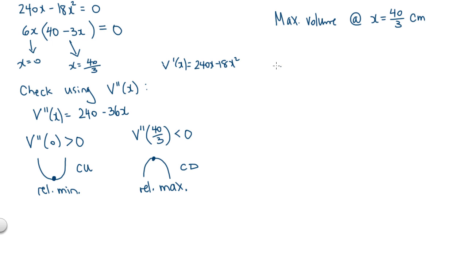Now, it's very important here at the end of the problem to actually answer the question. And the reason I say that is that these questions can be worded in a variety of different ways. So this particular question asks for the maximum volume of the box. That means that just saying x equals 40/3, well, that doesn't answer the question. We actually need to say what that maximum volume is.